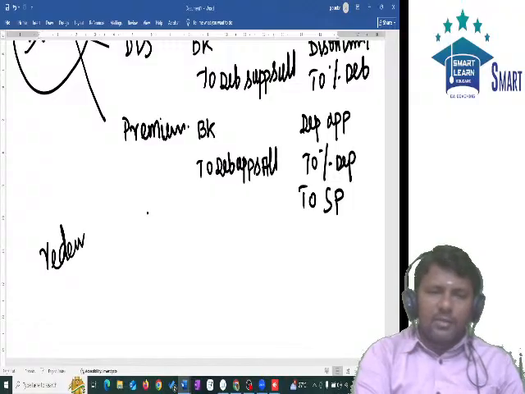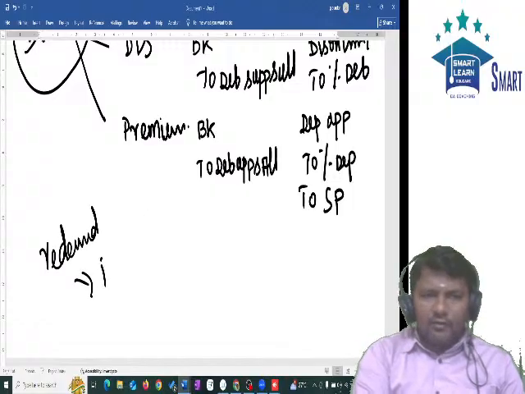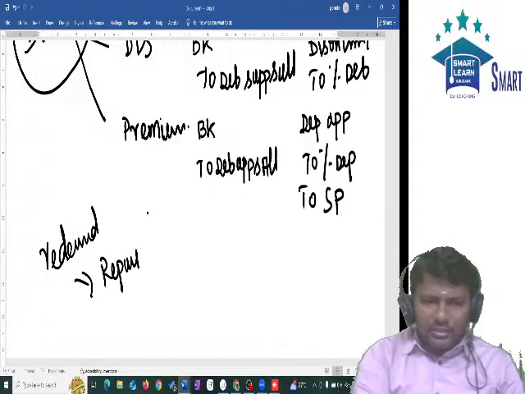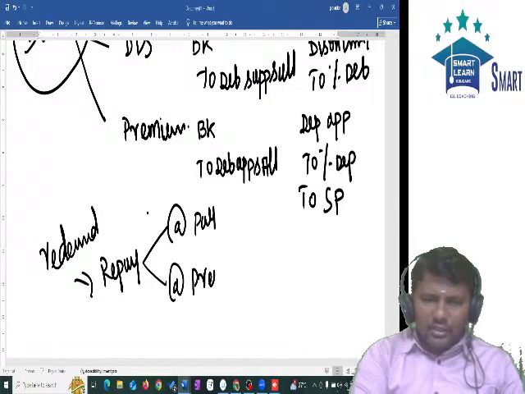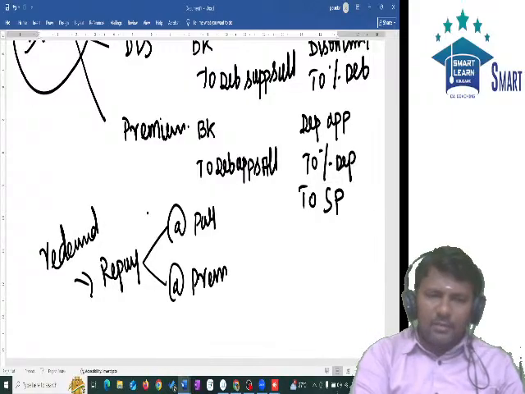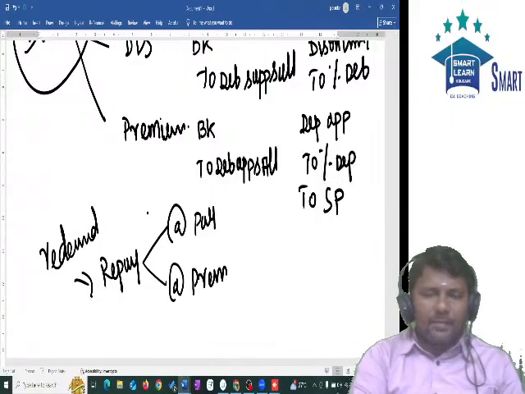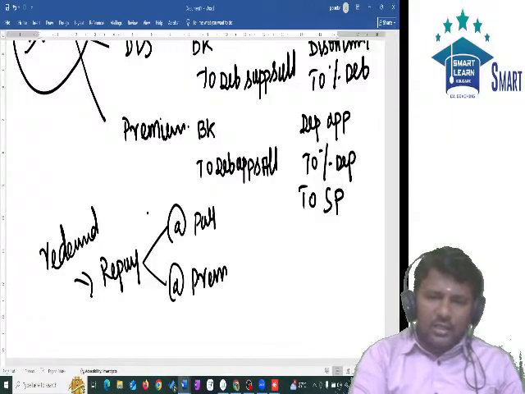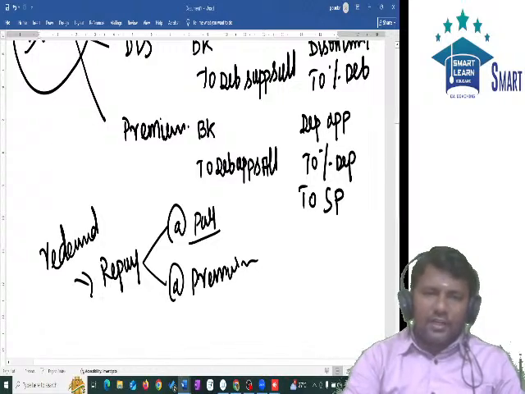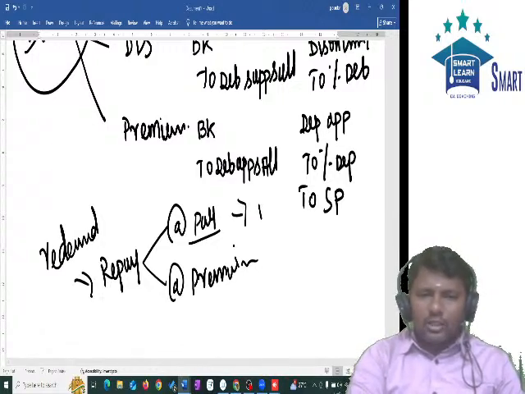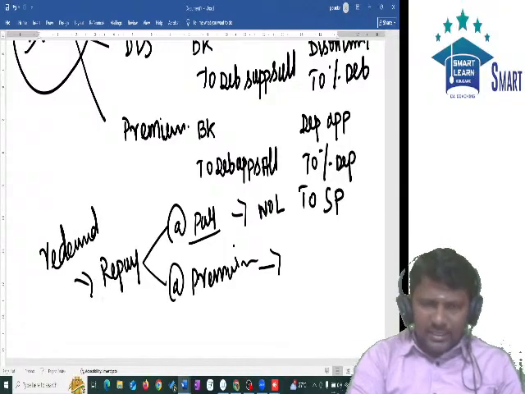Similarly, debentures can be redeemed. The term redeemed means repaid. Debentures can be repaid in two scenarios: either at par or at premium. When repayment happens at par, there is no loss. But when repayment happens at premium, there is a loss.